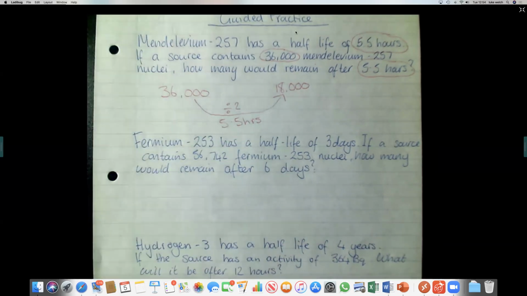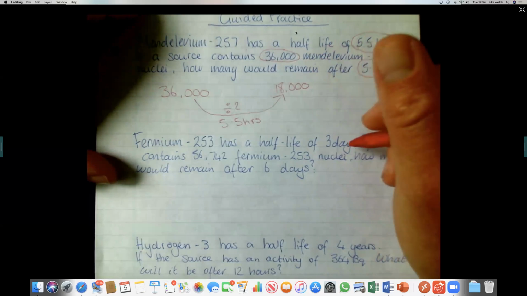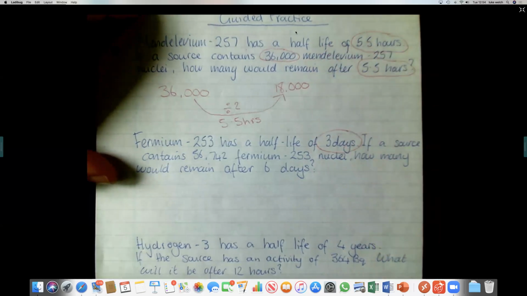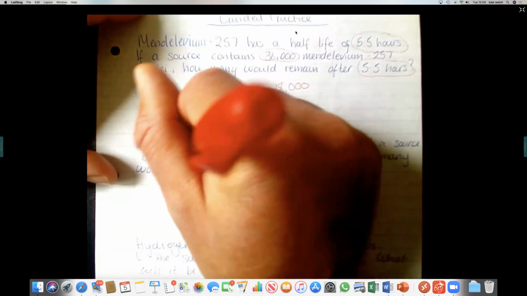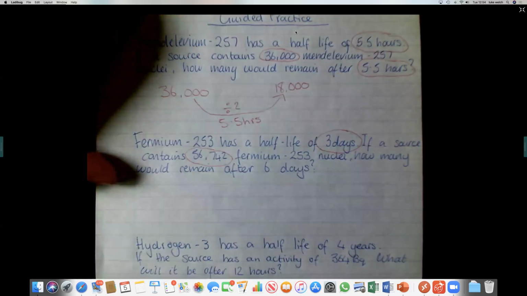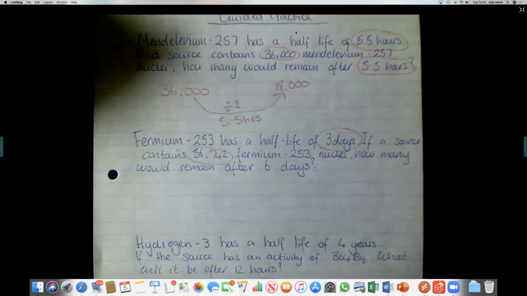Fermium-253 has a half-life of 3 days. If a source contains 56,742 fermium nuclei, how many remain after 6 days? So first of all, let's circle the key information. Has a half-life of 3 days. Every 3 days it halves. It starts off with 56,742 nuclei. How many remain after? And this time it says 6 days.